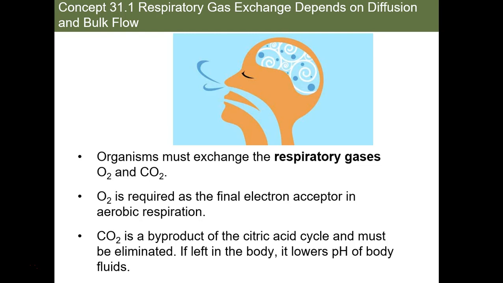When we breathe, we exchange oxygen and carbon dioxide. We saw with cellular respiration, we use oxygen to oxidize glucose to produce ATP, and carbon dioxide is one of the waste products of this process. Carbon dioxide must be eliminated from the body. If left in the body, it will lower the pH of body fluids, most especially blood.